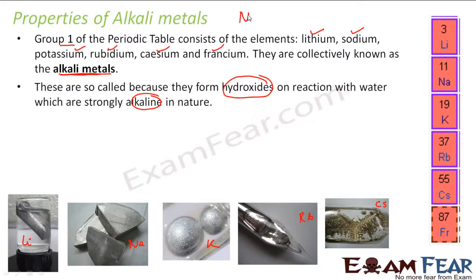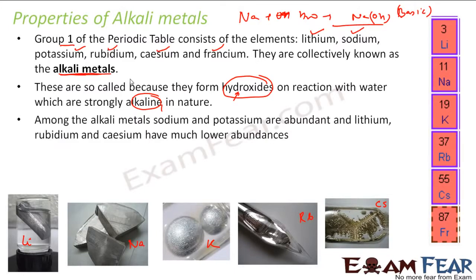For example, if you react sodium with water, H2O, it will form NaOH. And these hydroxides are very alkaline, very basic in nature. They are not acidic, they are basic in nature. And that's why they are called alkali metals.